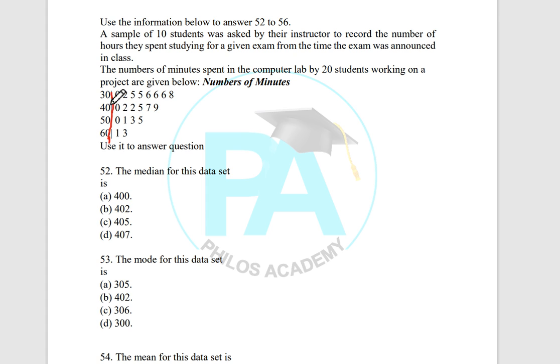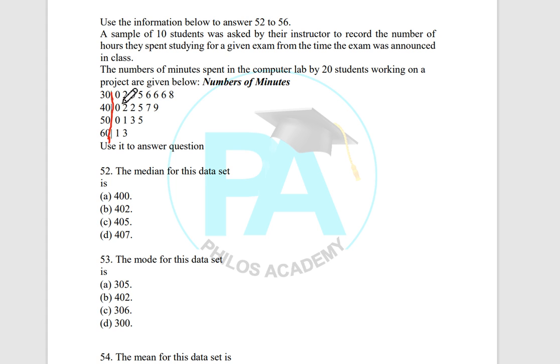Stem and leaf. What this stem and leaf means is, if you want to put it in raw data, when you take this 30 and this 0, it means 300. When you take this 30 and this 2, it means 302. When you take 30 and 5, it means 305, 305 again.